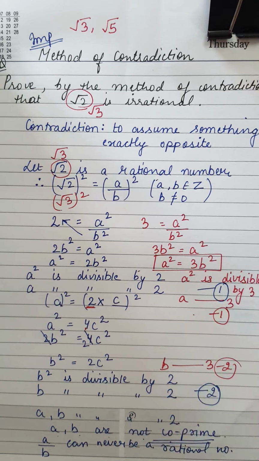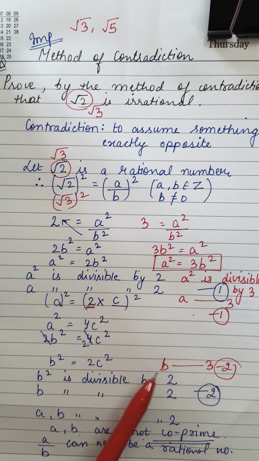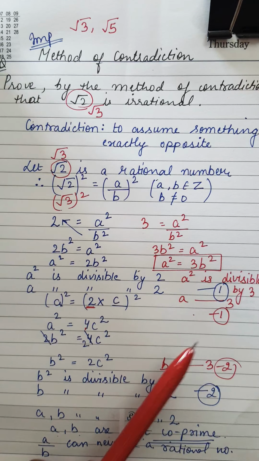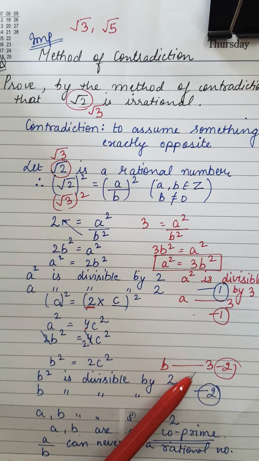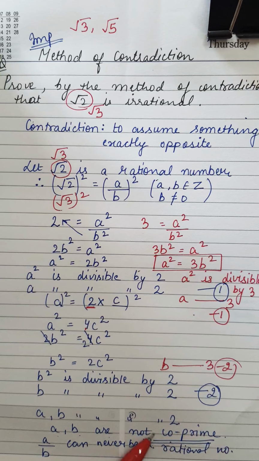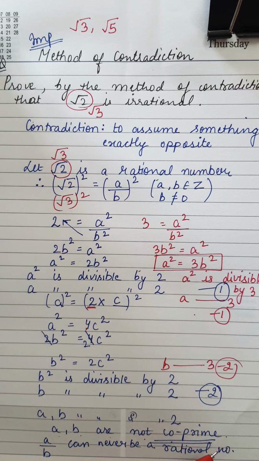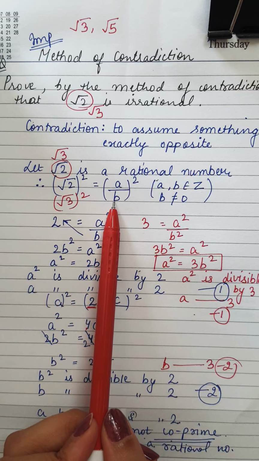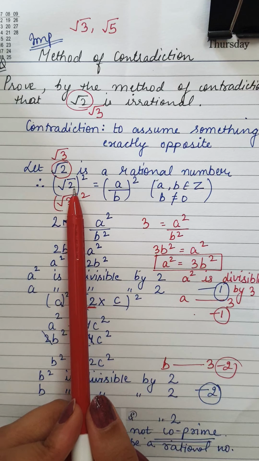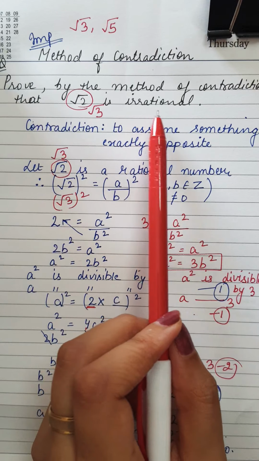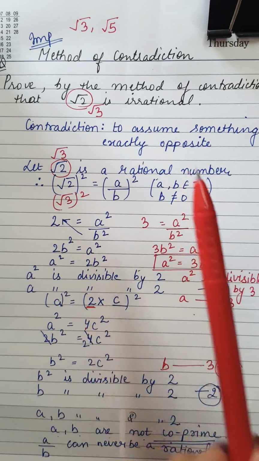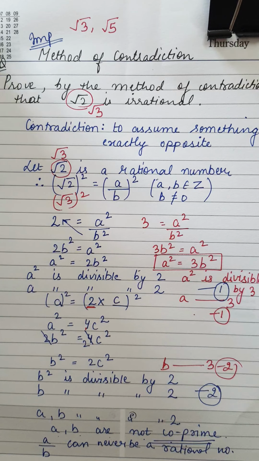Equation number 2. So using equation number 1 and 2, A and B have a common factor 3. So that means A and B are not co-prime, which is a very important condition for a rational number. So that means A by B is not a rational number. So how can this be a rational number? So our contradiction, our assumption is wrong. Under root 2 or under root 3 is an irrational number. I hope this point is clear to you all.